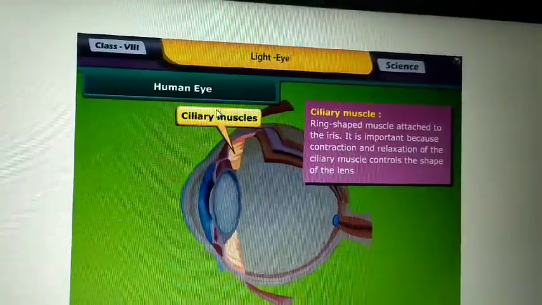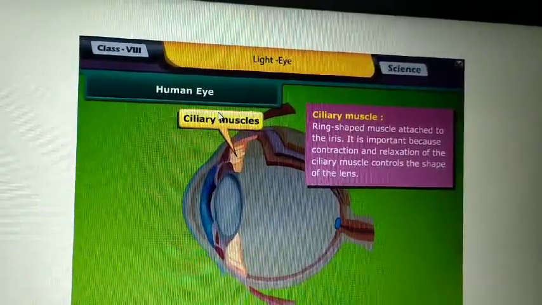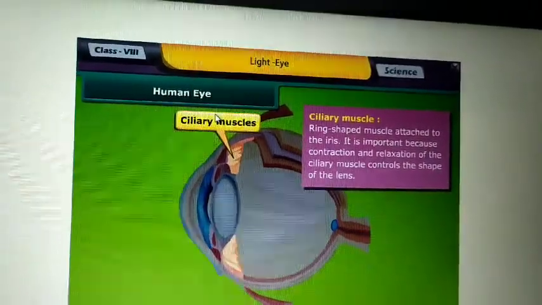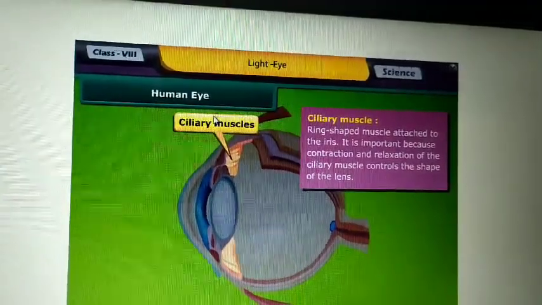Ciliary muscles. These are ring-shaped muscles attached to the iris. The contraction and relaxation of ciliary muscles control the shape of the lens.